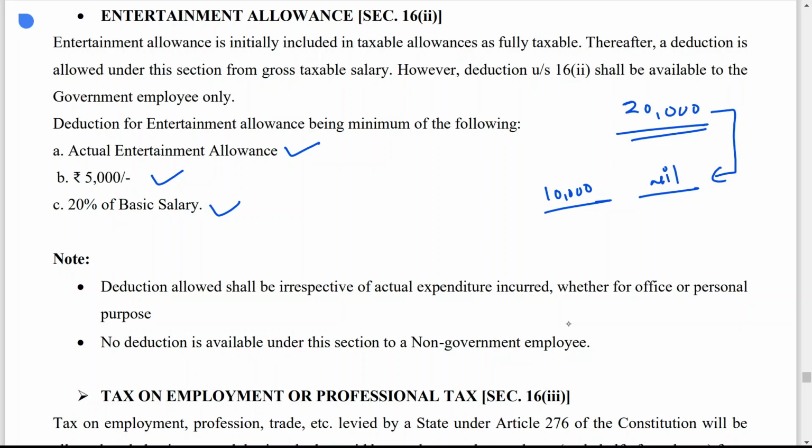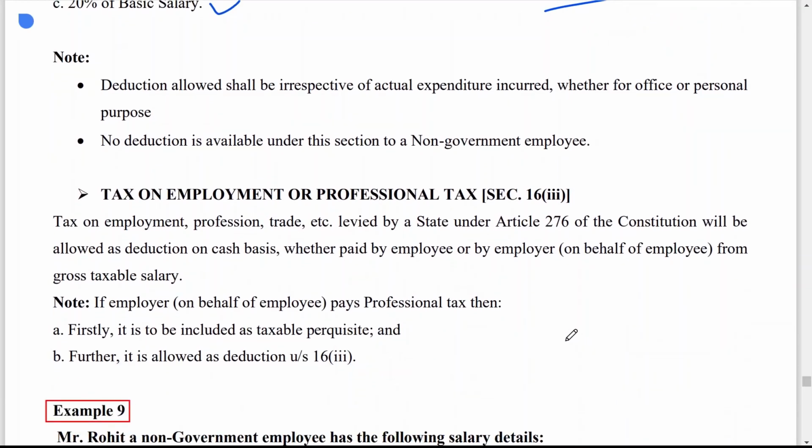From this, one MCQ can be asked: what is the statutory limit in case of entertainment allowance? And one more MCQ that can be asked: who can get the deduction in case of entertainment allowance? In that case, your answer should be government employee, because the deduction is not available to a non-government employee. Now tax on employment or professional tax, section 16 subsection 3. Tax on employment, professional, trade, etc. levied by the state under article 276 of the constitution will be allowed as a deduction on cash basis.